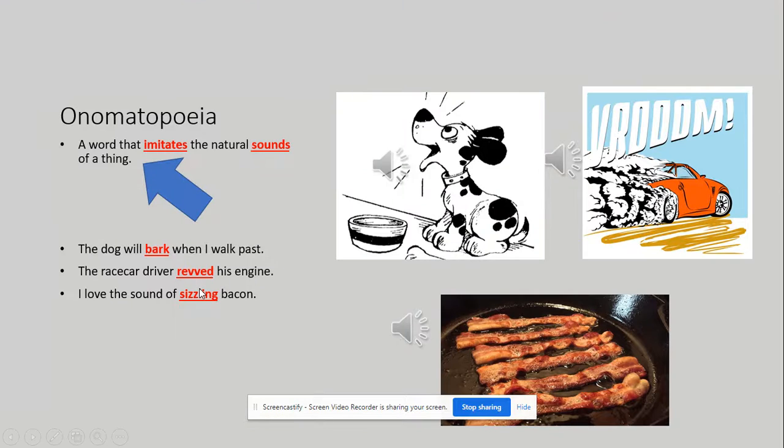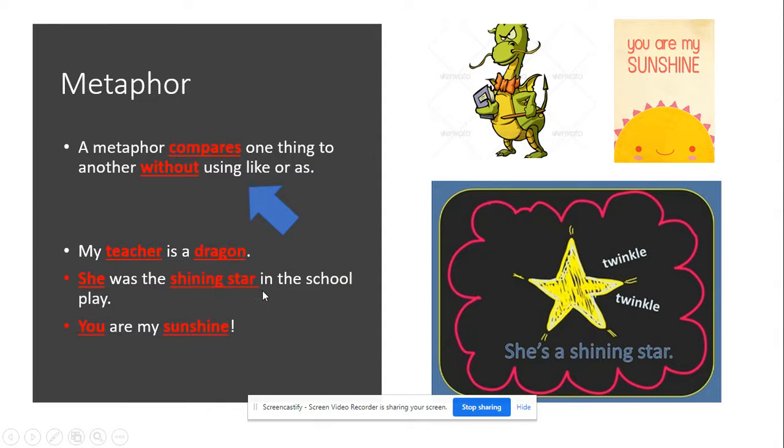She was the shining star in the school play. They're comparing the girl to a shining star. Stars shine bright, and usually, if you have a lead part in a school play, you're probably going to shine bright. So they're comparing her to a shining star. You are my sunshine. They're comparing the person to sunshine. Sunshine is bright. Therefore, if you refer to somebody as sunshine, it's somebody that might brighten your day. So you will pick one of these examples to copy into your box.